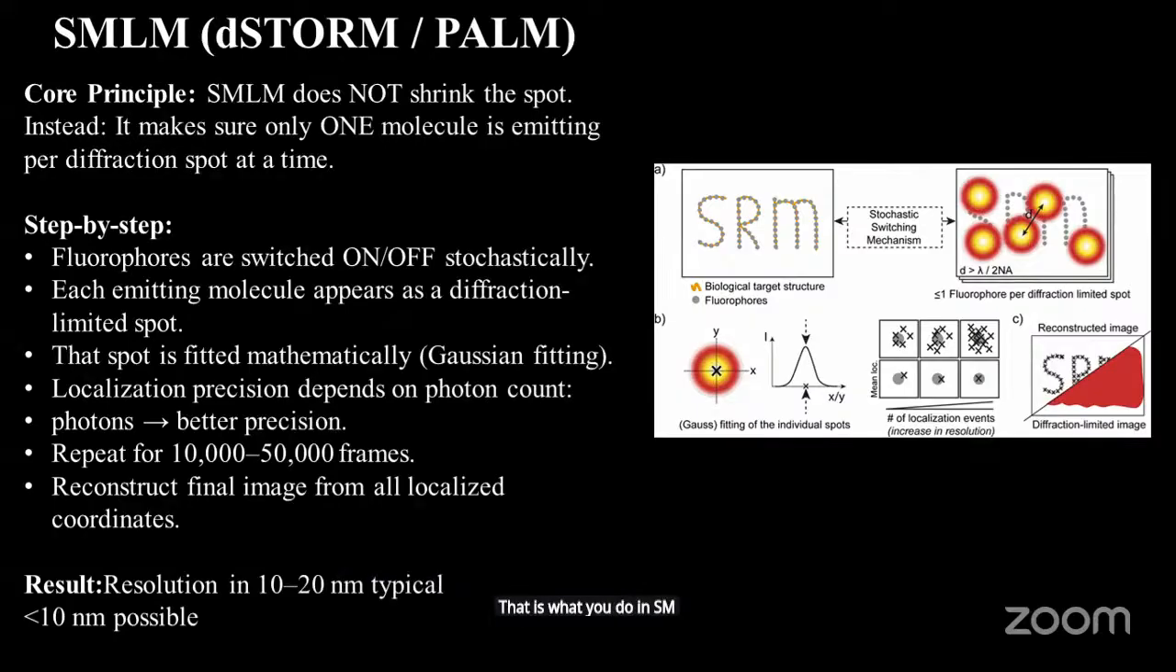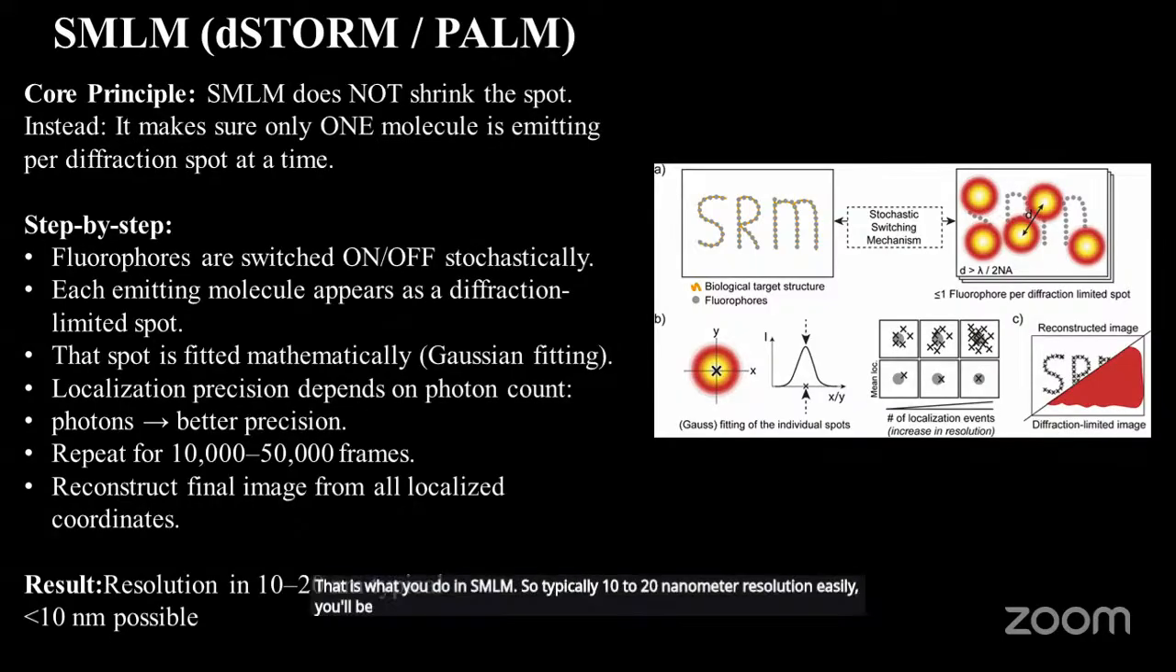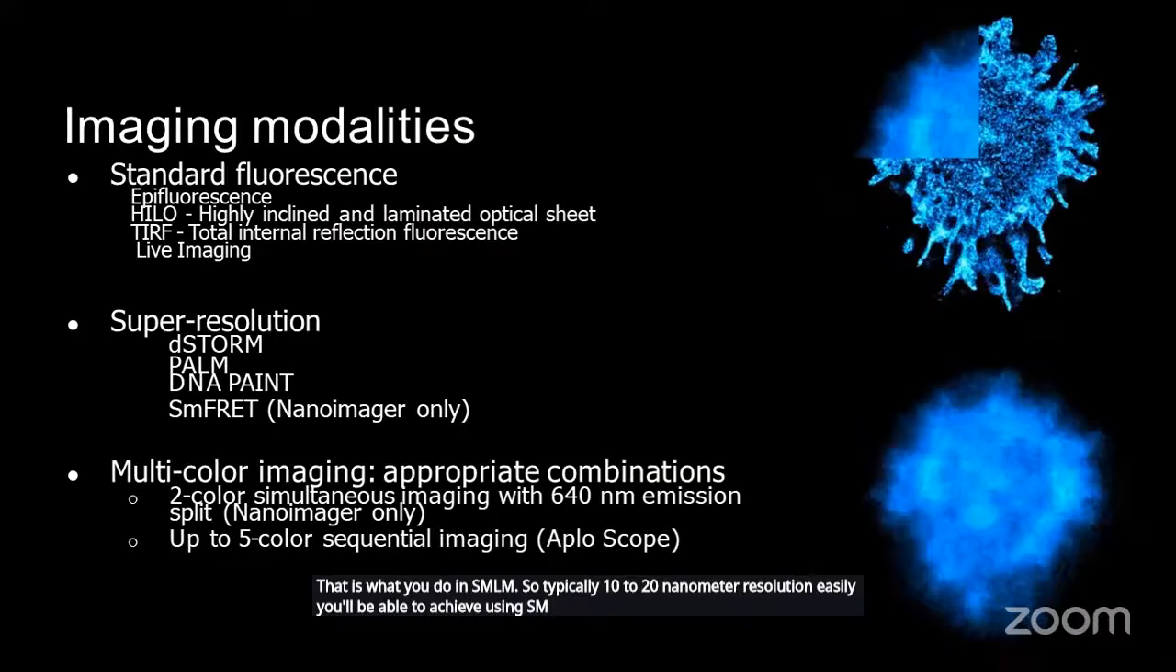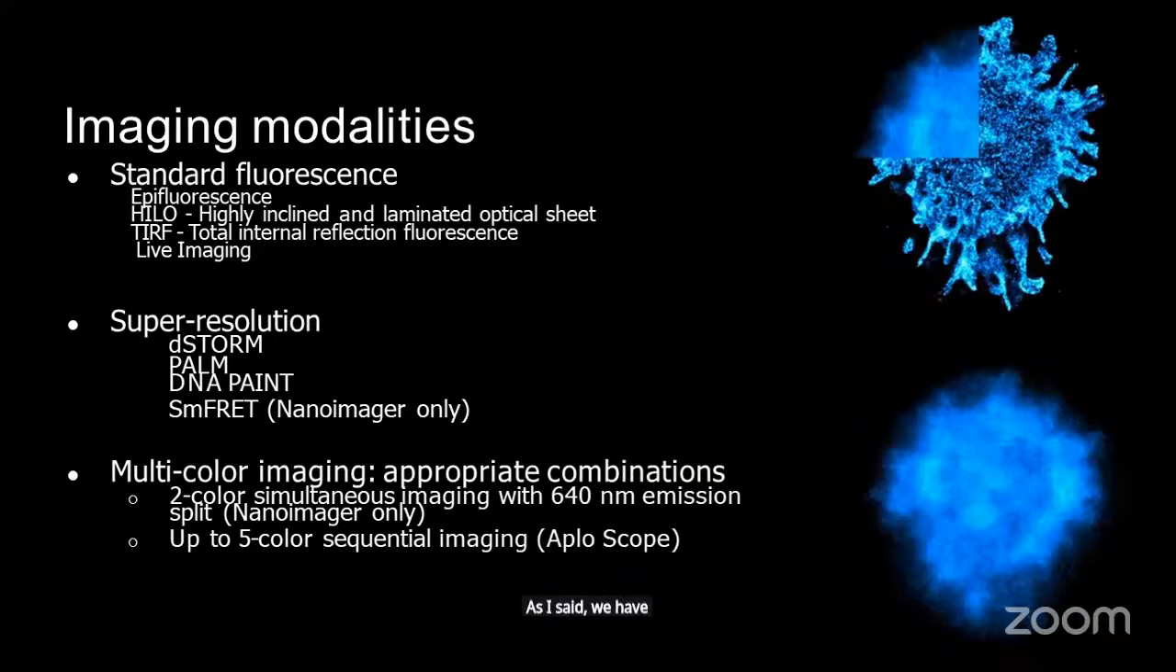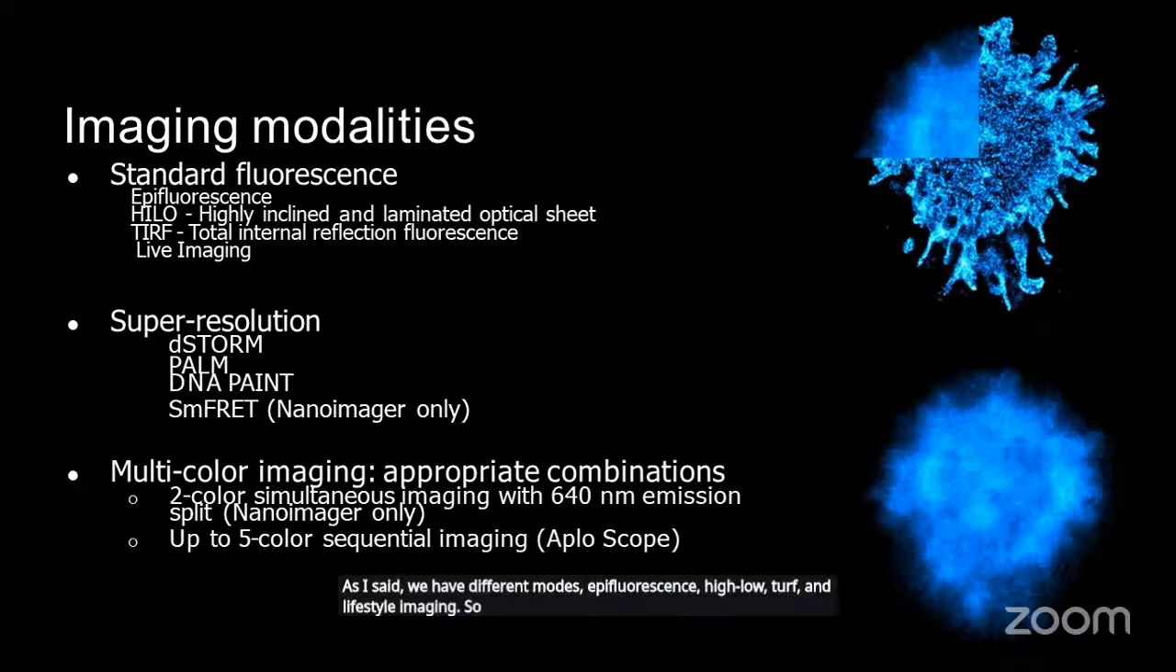So typically, you will easily be able to achieve 10 to 20 nanometer resolution using SMLM. As I said, we have different modes: epifluorescence, HiLo, TIRF, and live cell imaging. People go for different modes based upon their usage. You have to understand two things here. One is the modes, and the second is the type of super-resolution imaging technique that you need to adopt. It is either dSTORM, PALM, or DNA-PAINT.